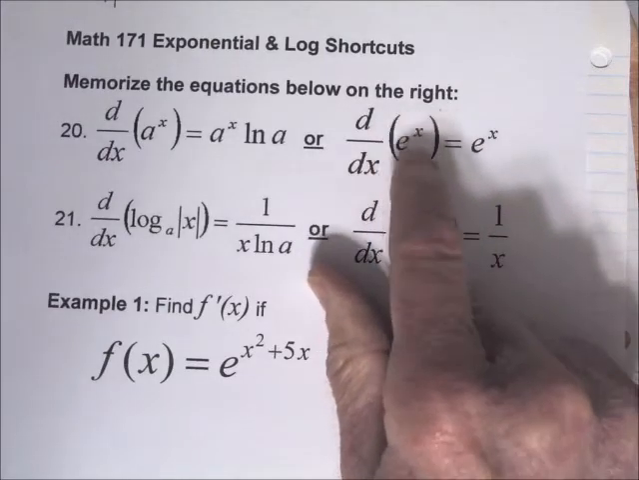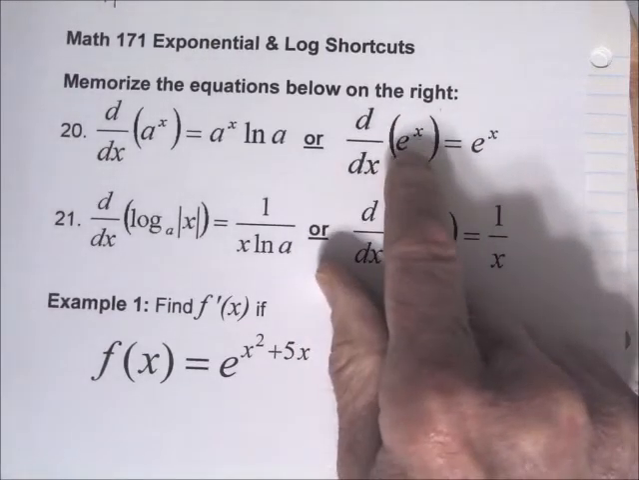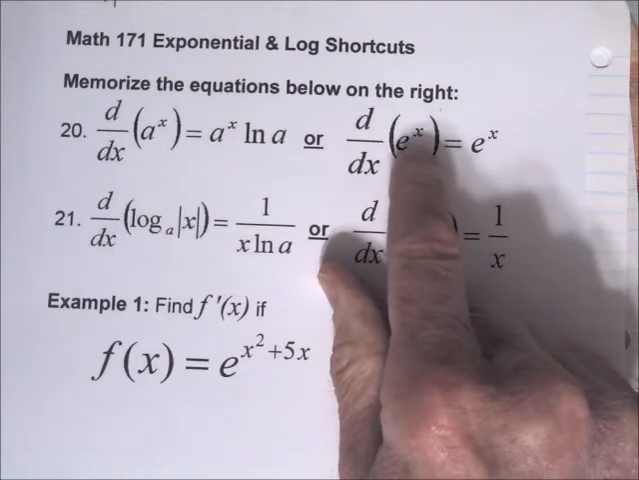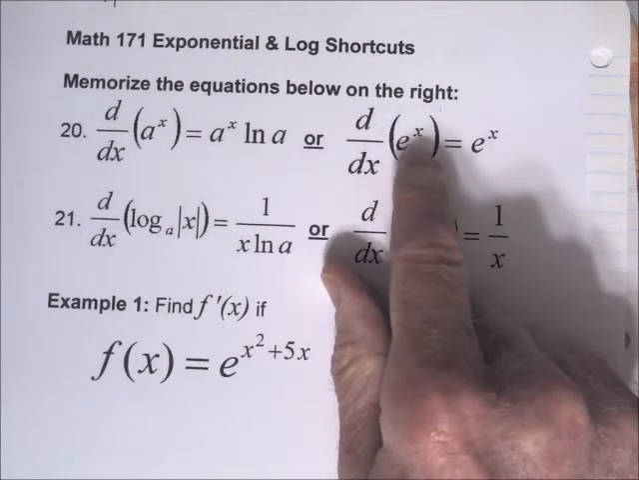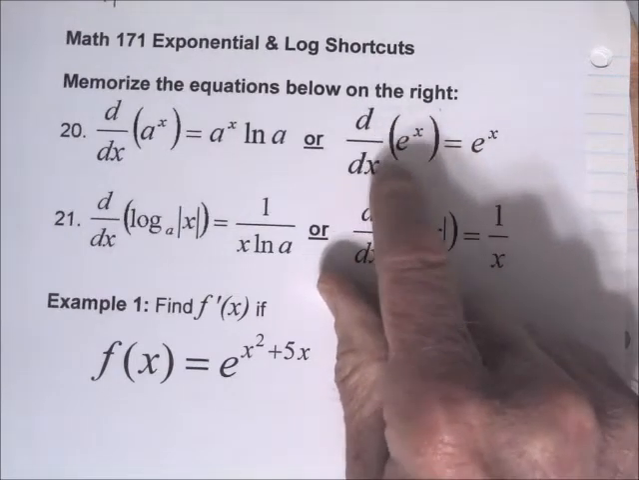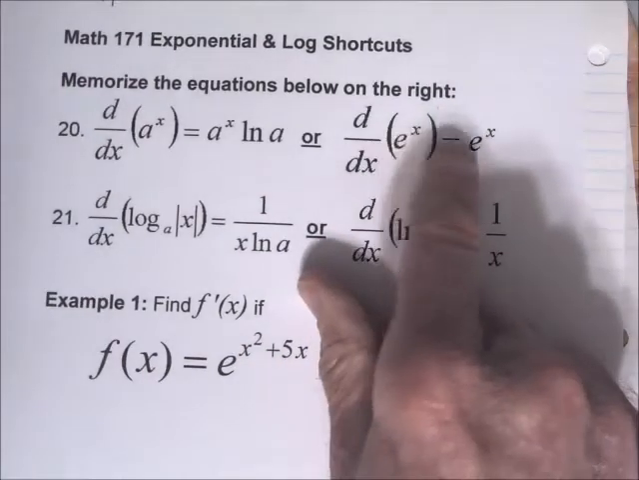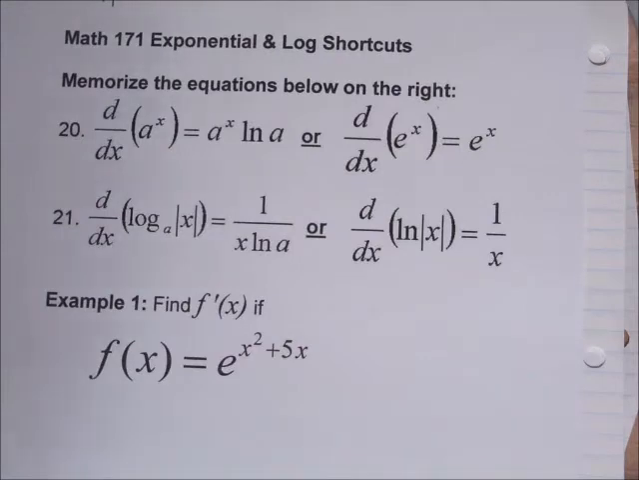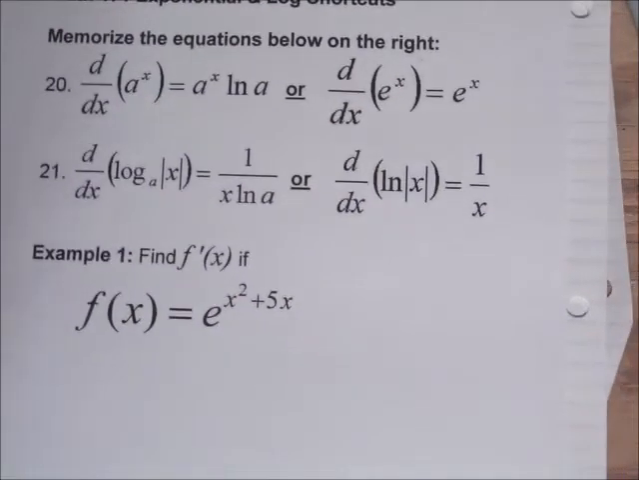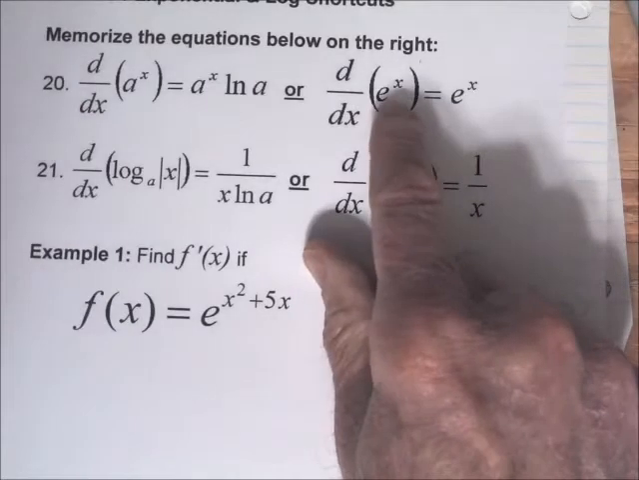If a is the natural base, which is represented by the letter e, it's approximately 2.7. Then e to the x is its own derivative. The derivative with respect to x of e to the x is equal to e to the x, and that's the form that we'll usually be using. We'll be mostly working with the natural exponential and natural base.